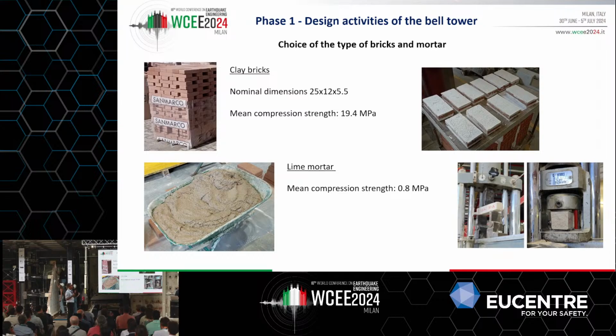And then the type of masonry, it's a typical clay brick with a mean compression strength less than 20 megapascal, typical of existing masonry structures. And we produced a specific hydraulic lime mortar, with a mean compression strength less than 1 megapascal. This is possible with a particular type of mix design.